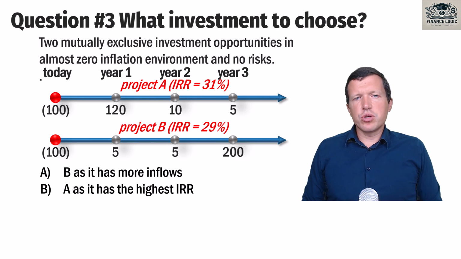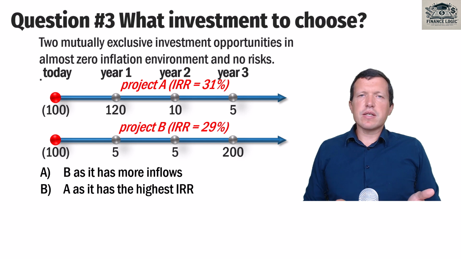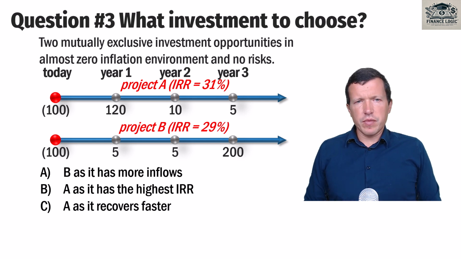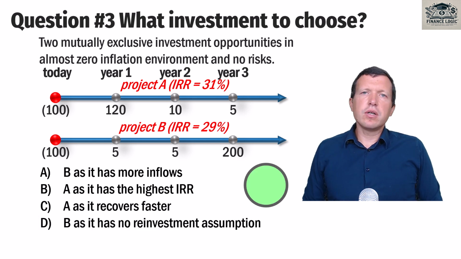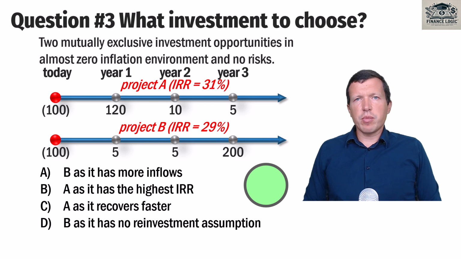What project to choose? A, B as it has more inflows, B, A as it has the highest IRR, C, A as it recovers faster, and D, B as it has no reinvestment assumption. 15 seconds to think about that, or you can stop if you need more time.